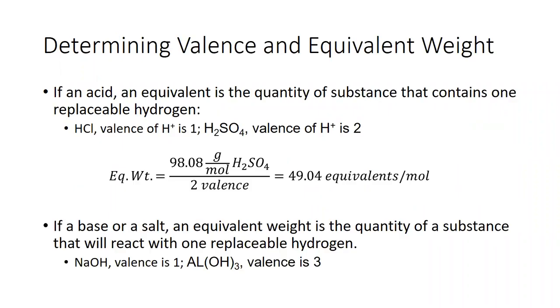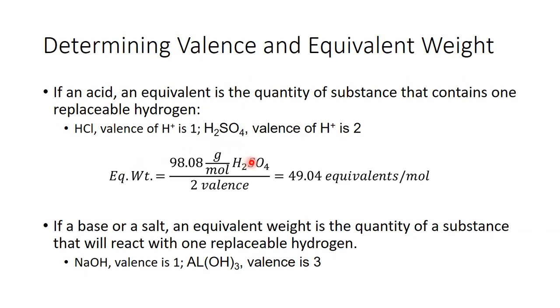In terms of determining the valence and the equivalent weight, if your compound is an acid, its equivalent weight is the quantity of substance that contains 1 replaceable hydrogen. So acids have hydrogens, right? For hydrochloric acid, you have 1 hydrogen, so it has a valence of 1. Sulfuric acid has 2 hydrogens, so it has a valence of 2.